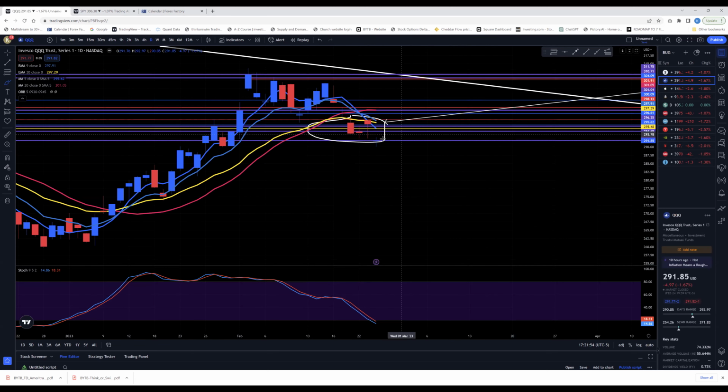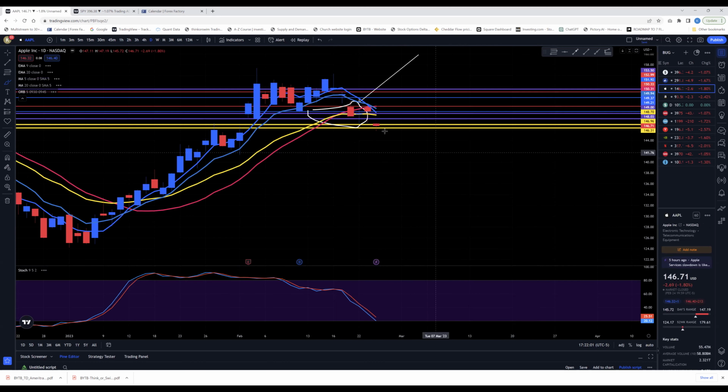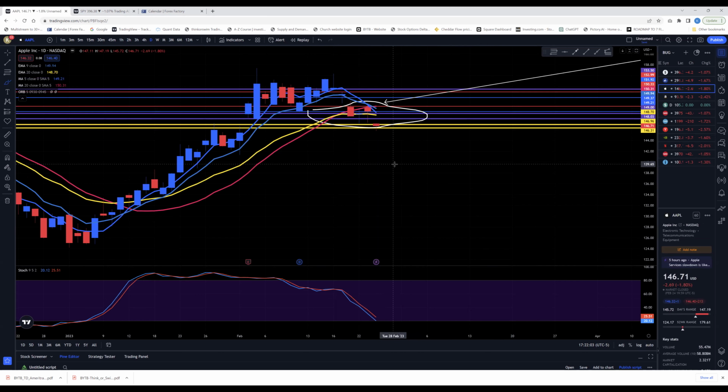QQQ, again, same thing. Looking for this market to pull back, and then continue to come down. Now, one thing about trading is I always say the market is always right. If the market wants to uptrend, we don't care. We're going to take calls. If it wants to downtrend, we don't care either way, right?